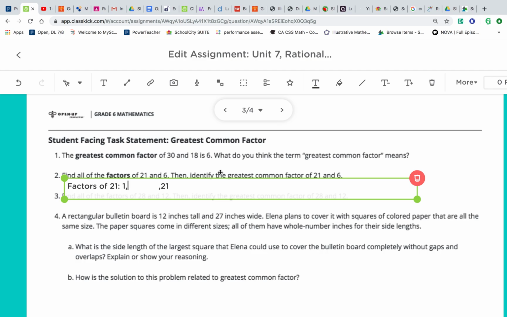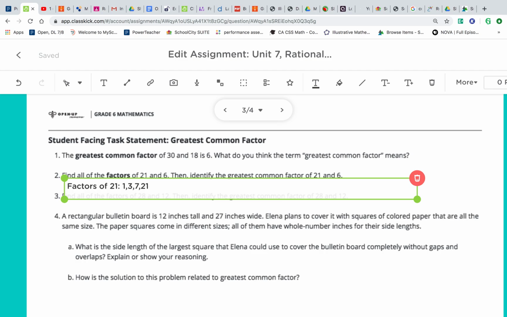So for 21, let's see, is 2 a factor of 21? No, it doesn't go evenly. So what about 3? Yes, 3 does go evenly, and it's going to go in 7 times, because 3 times 7 is 21. All right, we can get this a little bit closer. Let's see, what else can go into 21? 1 times 21, 3 times 7. Is there anything else? There is not. So we can go back and we can bring these closer together. These are the factors of 21.